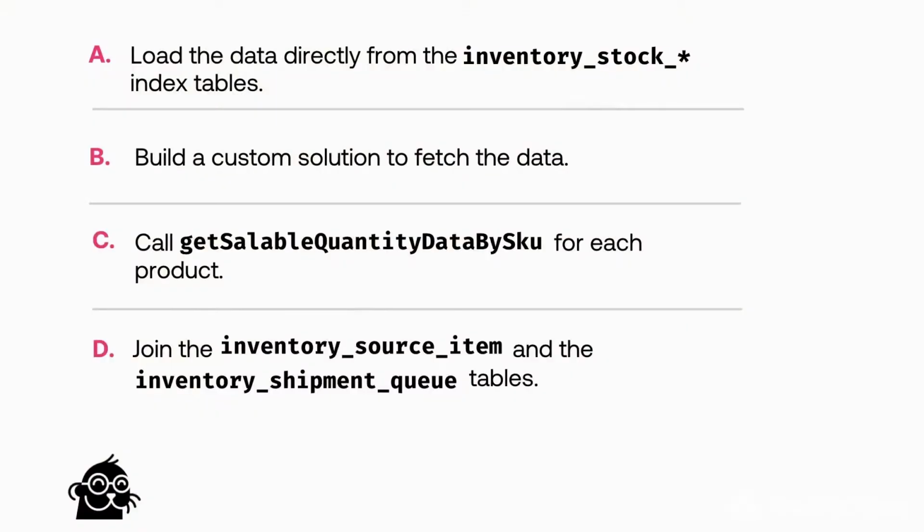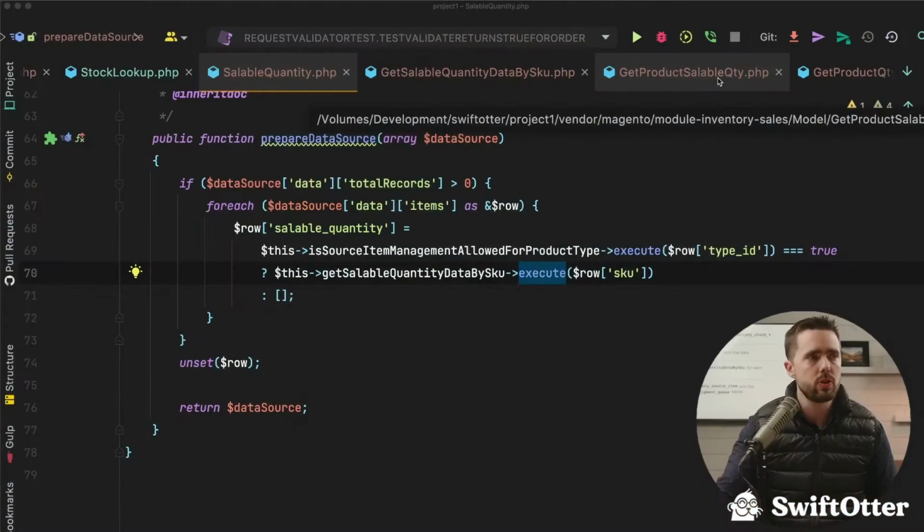So first, load the data directly from the inventory stock index tables. Now, actually, let me jump down to the answer that probably most of you will select, and that is the GetSaleableQuantityDataBySku. There's another rendition, the GetProductSaleableQuantity. Let's go over and look in the code and see what this actually does.